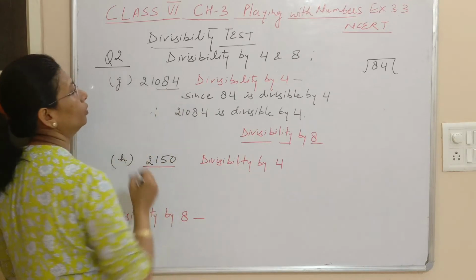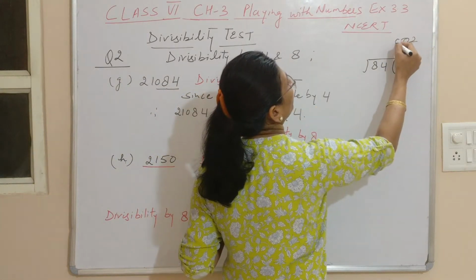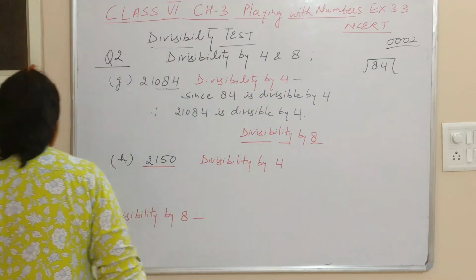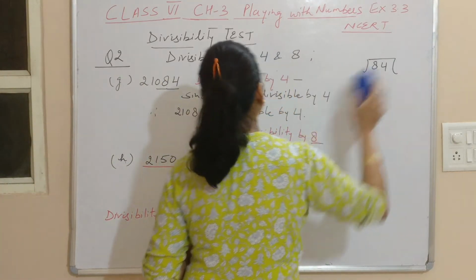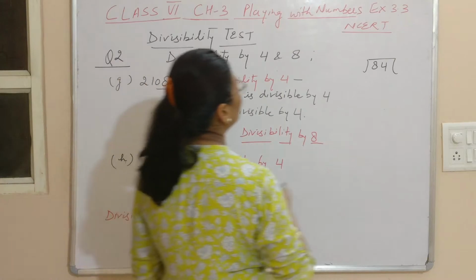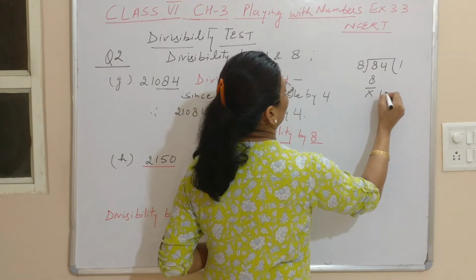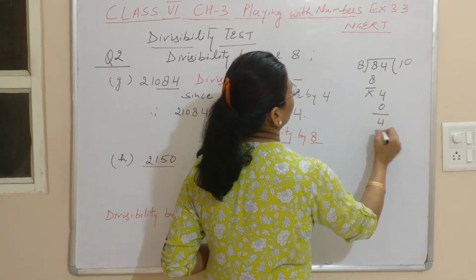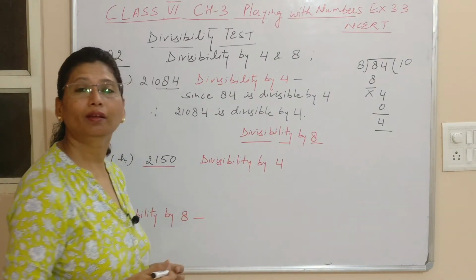Okay, there is 0. It doesn't mean that you will write 0 here, because if you write 0 in front of this, it doesn't change its value. It remains the same. So we'll not write 0. It means the number remains 84 only, and we'll divide it by 8. If it is divisible, the number is divisible, otherwise not. So you can see it is not divisible. So we'll write here that this number is not divisible by 8.